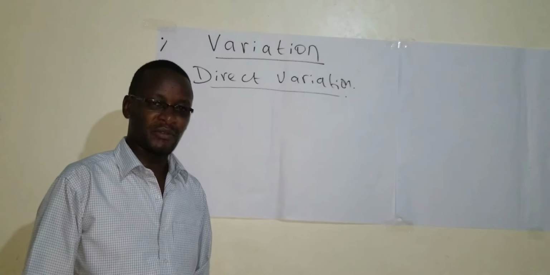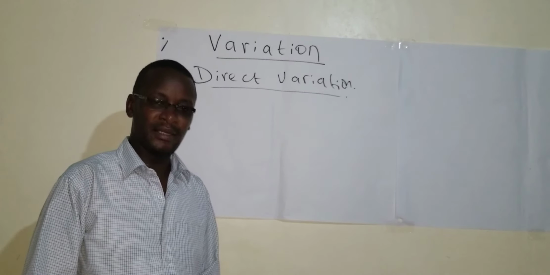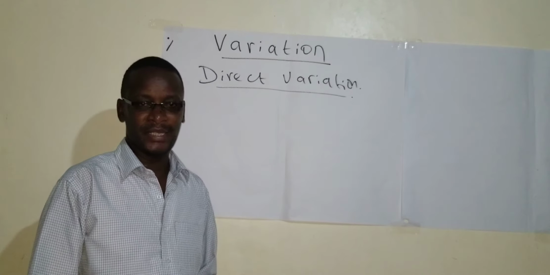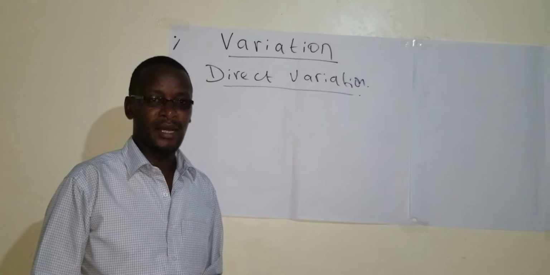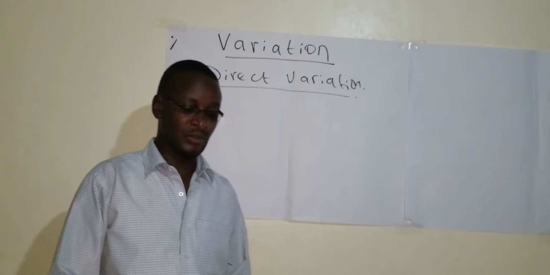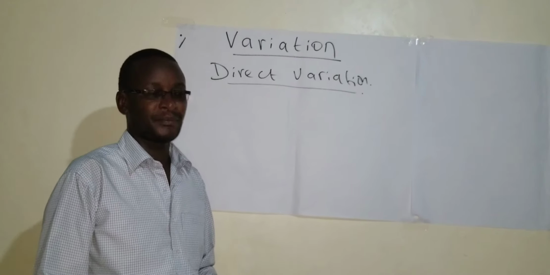So the four types of variations are direct, inverse, joint, and partial variations. We will take a lesson each so that we go through them in a good way, a way that you're going to understand. So today we are going to look at direct variation.